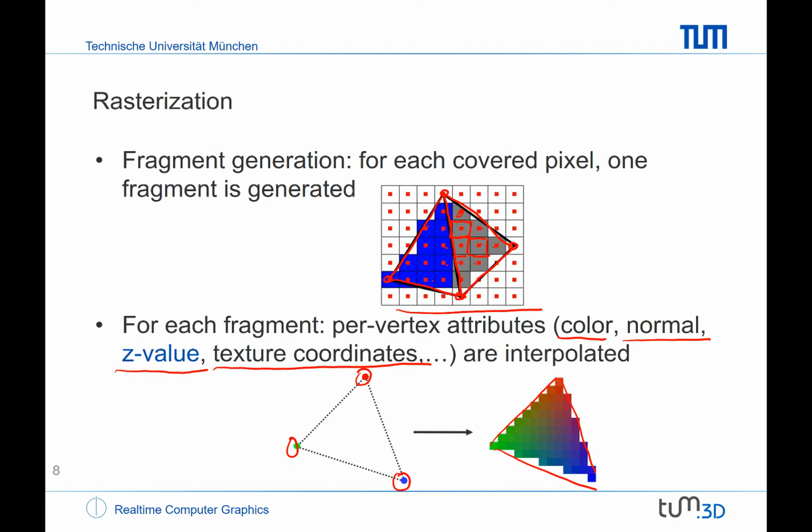Just keep in mind for now that for every fragment which is generated here, not only the color, normal, texture coordinates, etc., are kept or interpolated, but also for that fragment we have an interpolated Z value, meaning that by means of that Z value we can know what the distance of that fragment, or more precisely, what the distance of the point that is seen through that pixel here on the triangle is to the view plane. And we will see later on how we use that information in order to do occlusion culling.